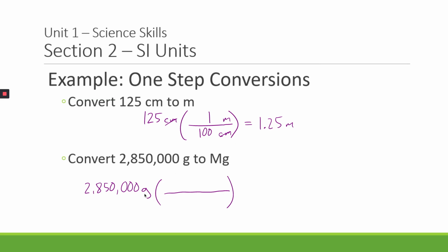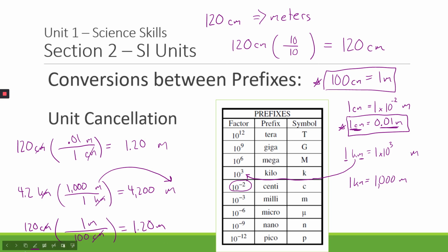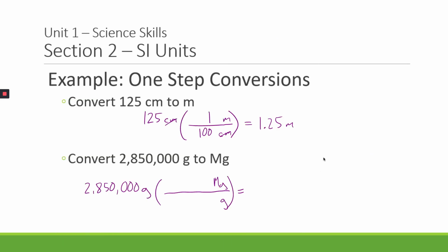Okay. So gram is here, so gram's going to go down here, and we're going to megagram, so that's going to go up there. How many megagrams are in a gram, or how many grams are in a megagram? That's what we need to find out, right? So come back to our chart. Mega, 10 to the 6. Don't confuse that with milli, which is lowercase m, or micro, which is this Greek mu. We are on mega, which is 10 to the 6.